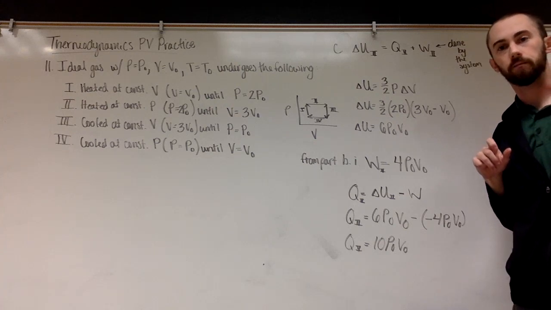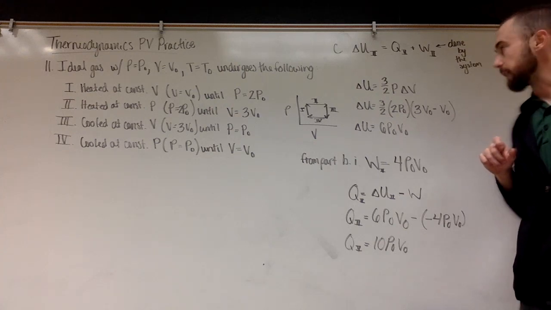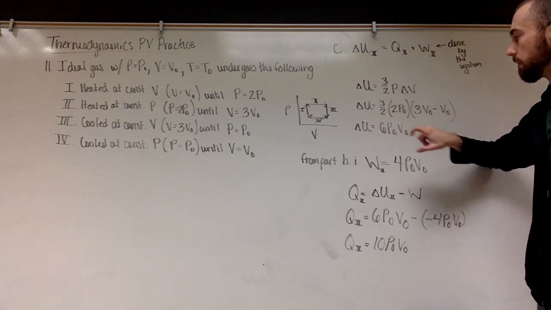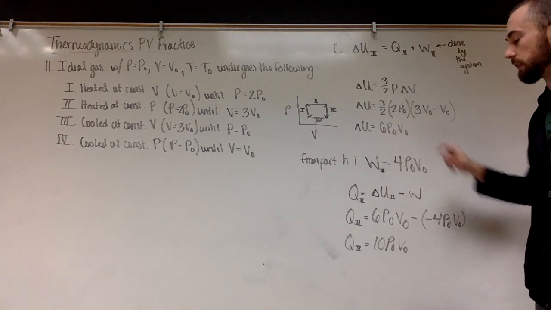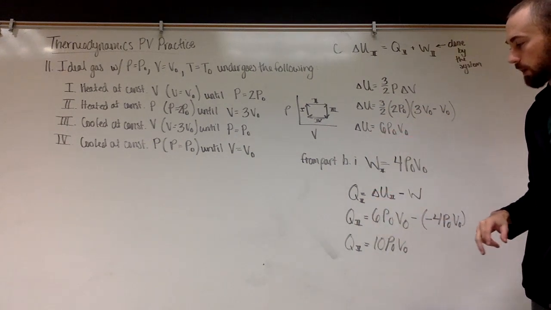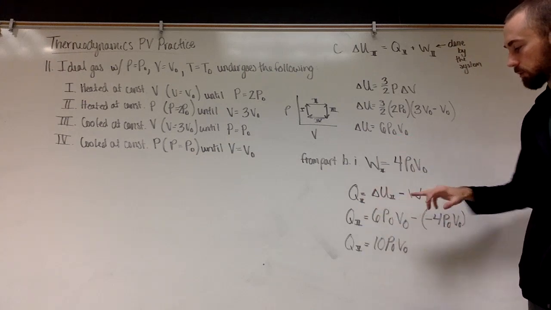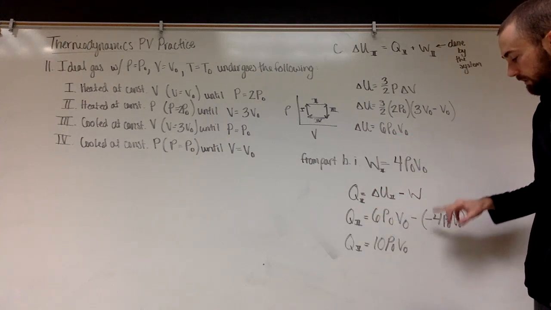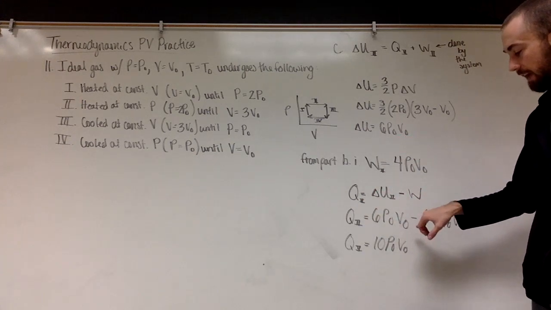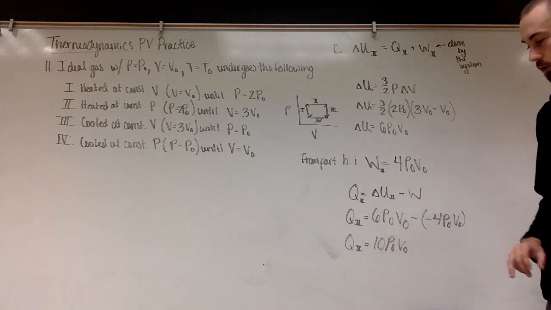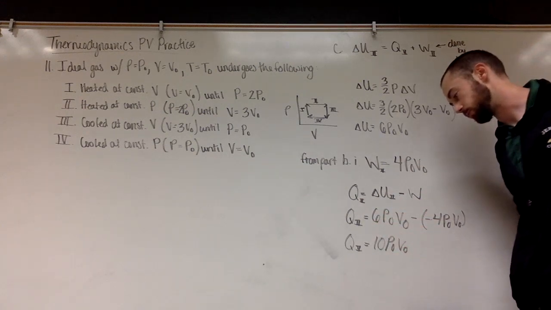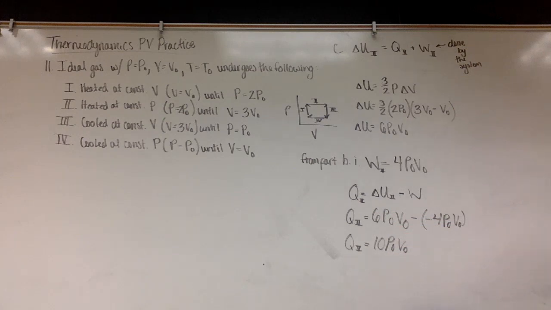So we just plug it into the equation that we derived from the Boltzmann equation and the ideal gas law, and we get that U is going to be 6 P naught V naught. When we come down here, we rearrange the formula so that Q is equal to delta U minus your work. Since this is a negative number, that's the same as adding it. So what we end up with is that Q, or the heat added, is going to be equal to 10 P naught V naught.